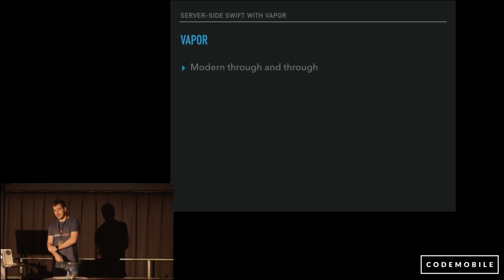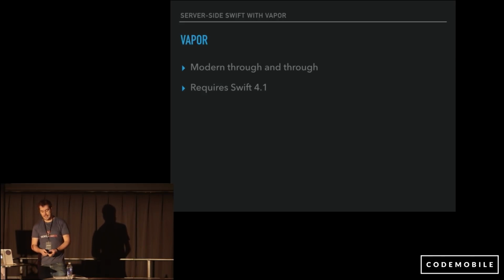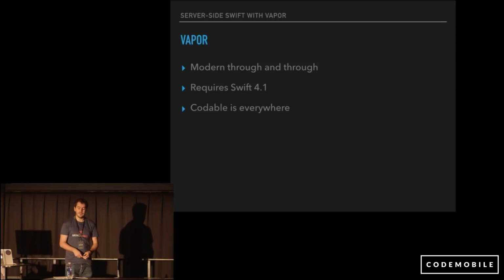So back to Vapor. It's modern through and through. Vapor 3 requires Swift 4.1, so none of this cruft of having Swift 3. You need Swift 4.1 to be able to build it. It's only just come out, so this is bleeding edge, but it is stable. Codable is everywhere. If you haven't used Codable, use it. You don't have to worry about checking weird JSON data, making sure this key value pair exists. Codable will do it all for you. It's fantastic, and I'll show that to you in a bit as well.